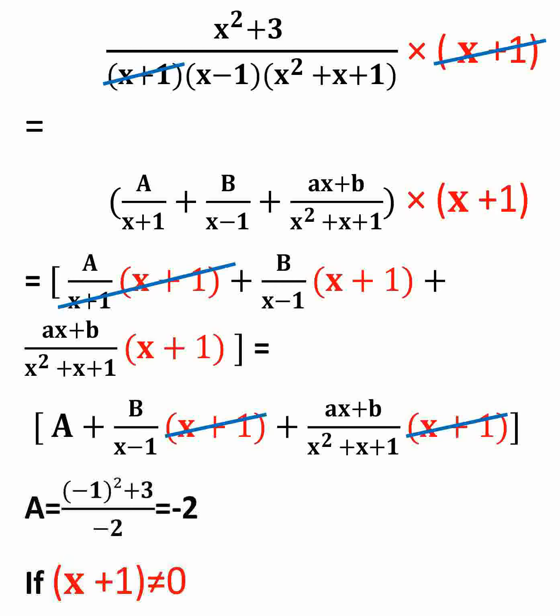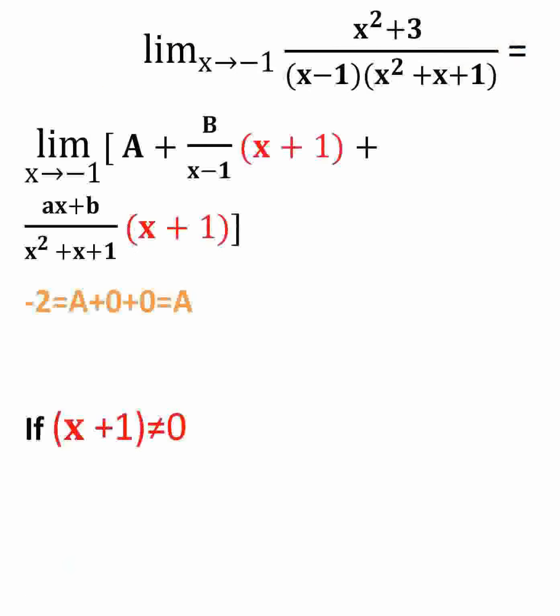Here's the formal mathematical way. Here, instead of setting x plus 1 to be equal to 0, we take limits from both sides as x goes to minus 1. So the upper limit would be the value of that fraction at x equals minus 1 because it is continuous.